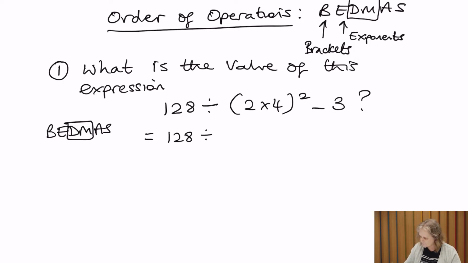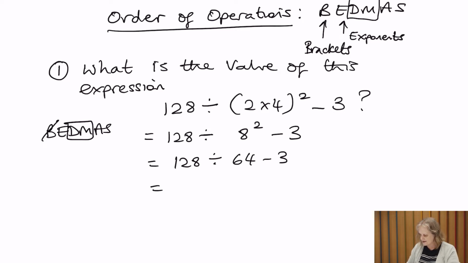So 2 times 4 here we know is 8, and then we have to apply the squared, and then we're subtracting 3. So we've completed the bracket part. Now we're going to look at the exponent and work out what the exponent is. So again, we're going to write the expression in order. We're going to work out 8 squared is 64, and we're going to then do the subtract 3.